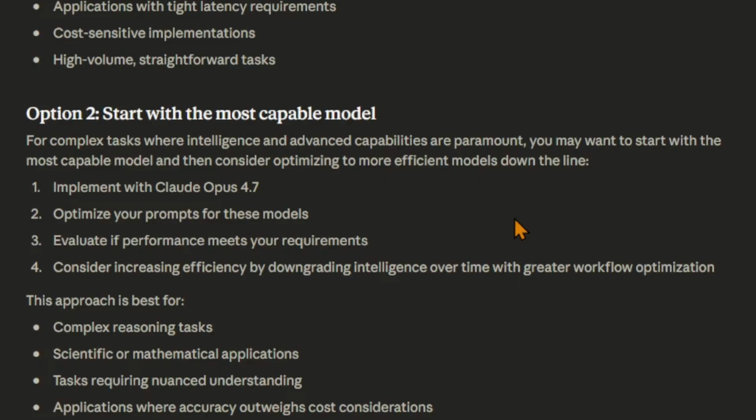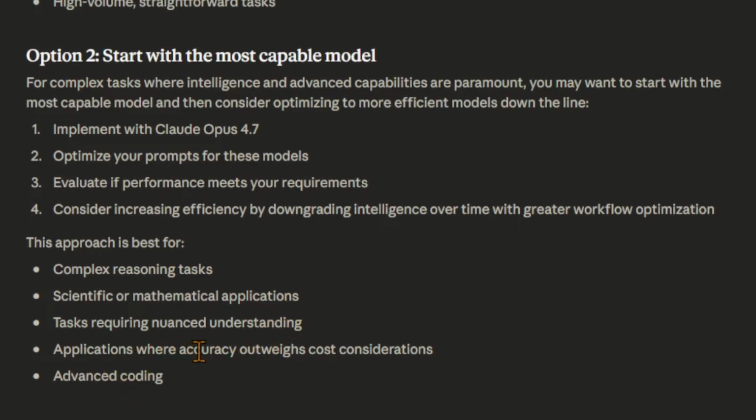ChatGPT would be GPT, what's it, 5.5 Pro, etc. But it would be going to the top model and then going backwards if necessary. As it says here, this approach is best for complex reasoning tasks, scientific or mathematical applications, tasks requiring nuanced understanding, applications where accuracy outweighs cost considerations, and advanced coding.